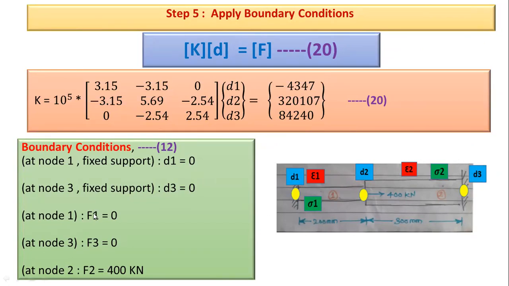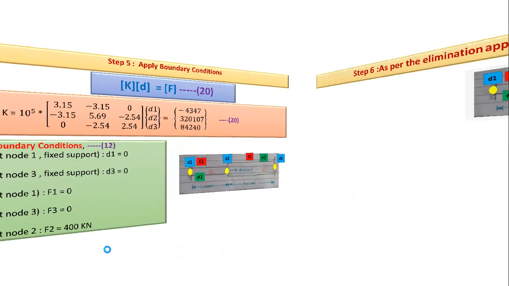Then in terms of load, node 1 and node 3, there is no external force applied on respective nodes, so that value equal to 0. And load apply on node 2, so 400 kilonewton. Okay, so this is third, or we can say this is the first in terms of displacement, and second in terms of load, that is boundary condition. Just apply.